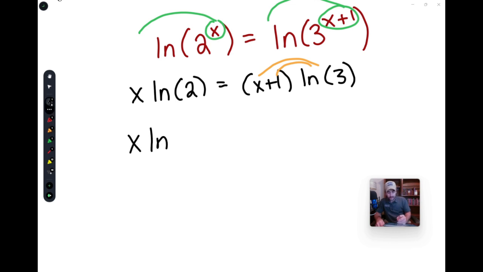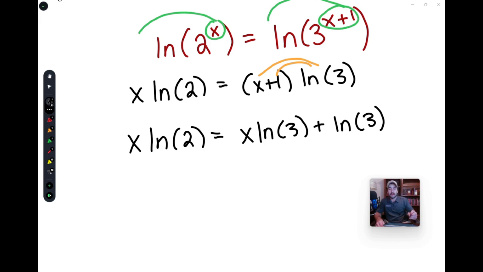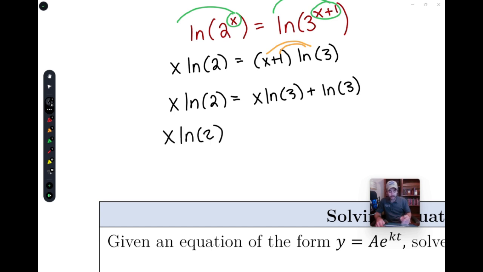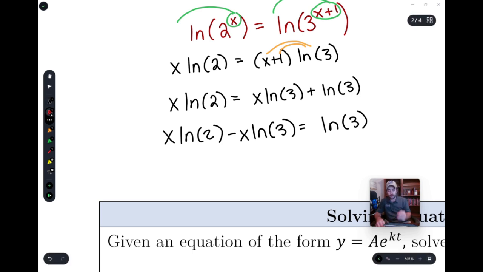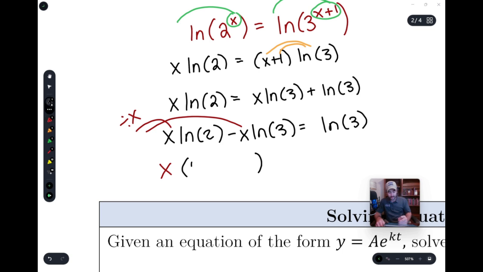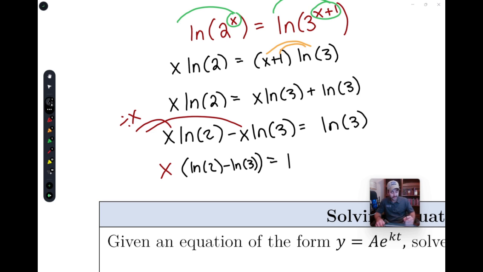And so we've got x times ln of 2 equals x times ln of 3 plus 1 times ln of 3, which is just the ln of 3. And now we're going to try to get those x's by themselves. So we're going to combine like terms and move them over to the same side. So we'll get x ln of 2, and we'll subtract that over, so we've got minus x ln of 3 equals the natural log of 3. Now how do we turn two variables into one variable? We factor it out, or divide it out, reverse distributing it from the parentheses. And we'll get an x on the outside, and we're left with ln of 2 minus ln of 3, which is just a number.